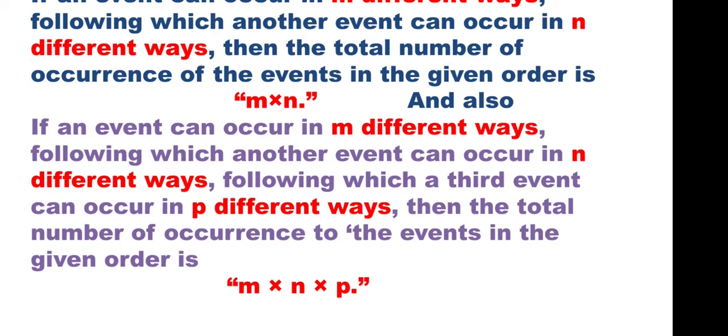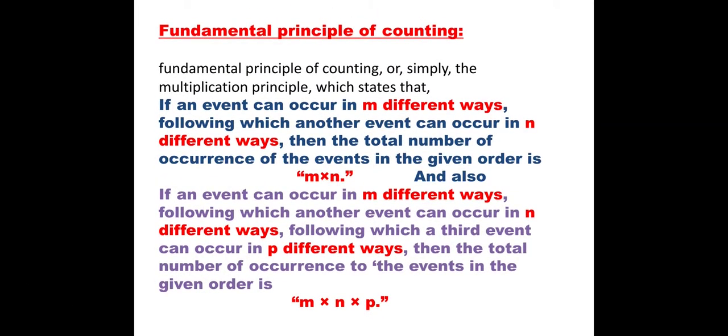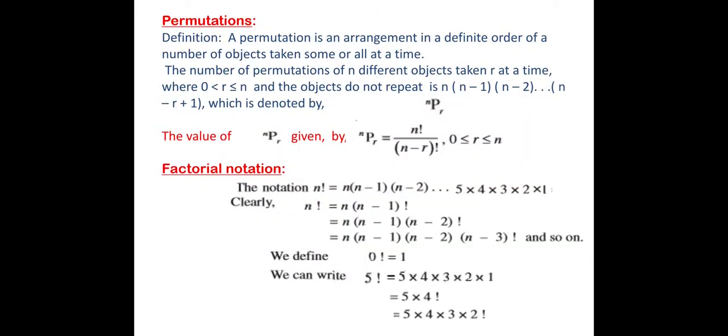So the first position can be filled in three ways, right? Because there are three letters. And the second place can be filled in two ways, because one place is already occupied. Then out of the two letters, the second position can be filled. So this is the event, and that is why you multiply the ways.